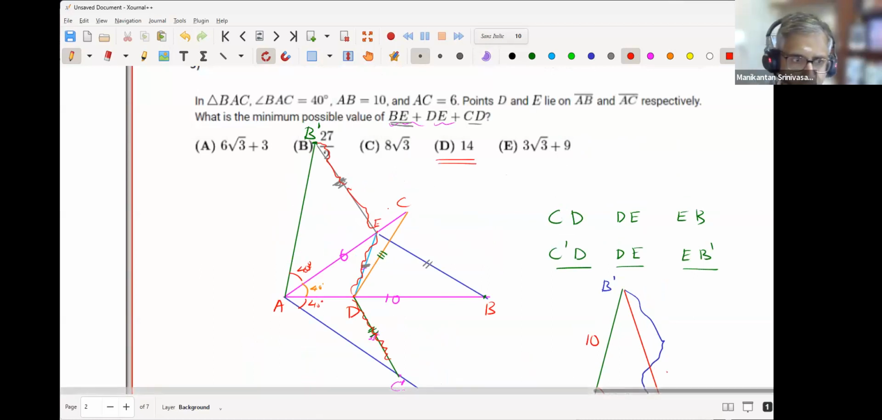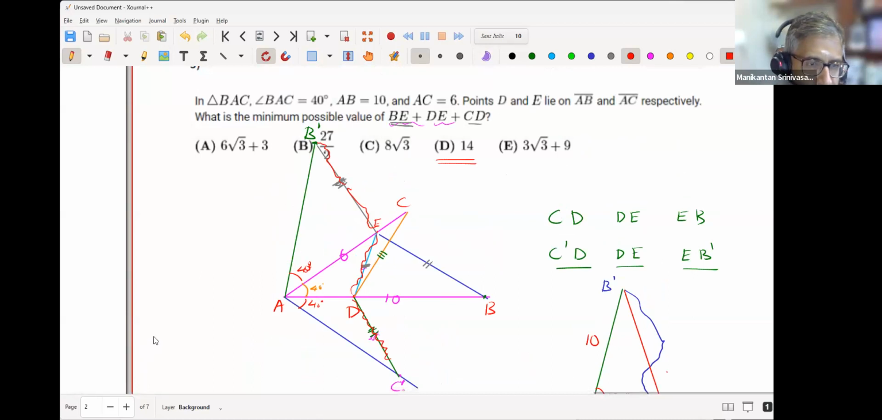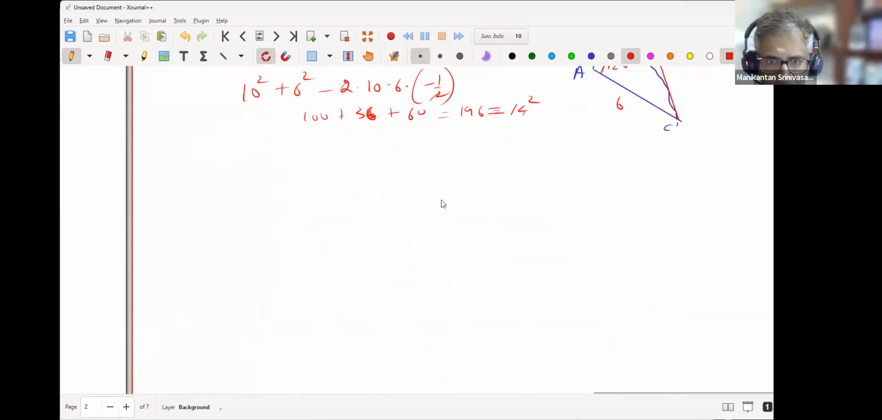Is this description clear? Sumay, did you understand this fully? Yes, sir. This reflection and converting to equivalent lengths. Okay, cool. Question 4 is relatively easy. Sumay, were you able to do question 4?